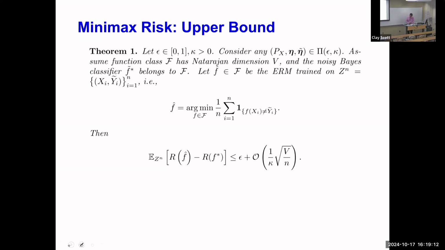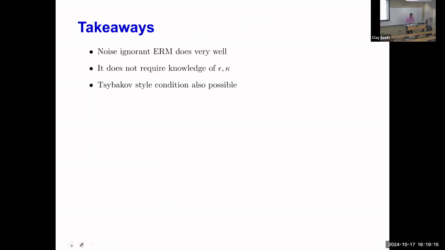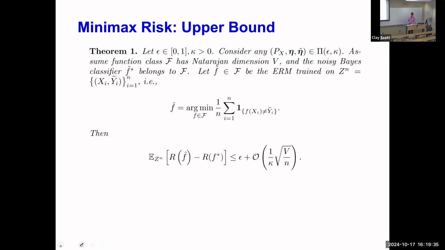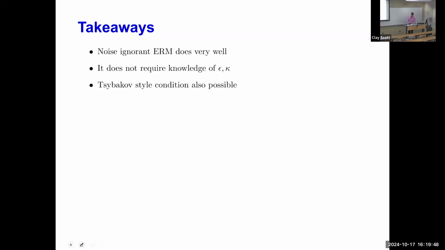Yeah. All right. So the takeaway messages: noise ignorant ERM does pretty well. And furthermore, it's a very simple algorithm, at least conceptually. I haven't talked about implementation. It's the 0-1 loss, so maybe implementation is challenging. But actually, that's not a big issue either. We have surrogate losses that can make it computationally feasible.